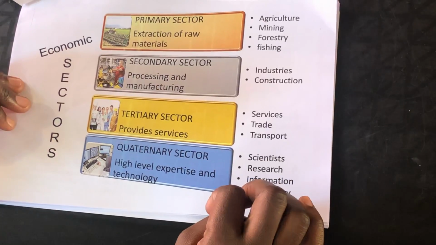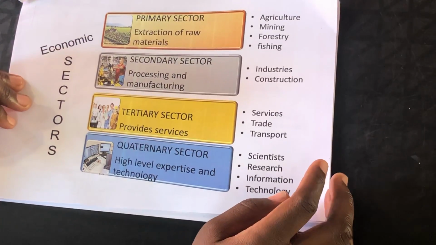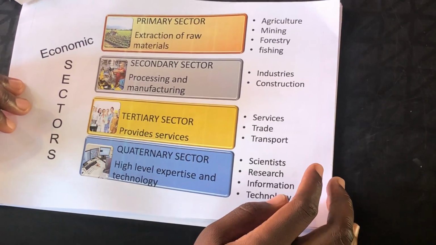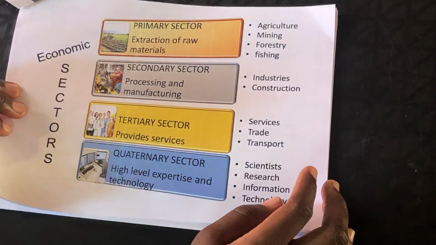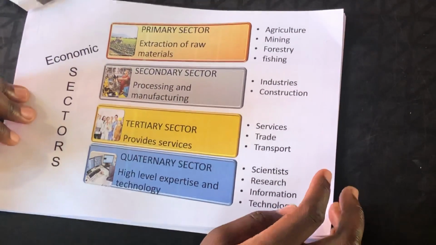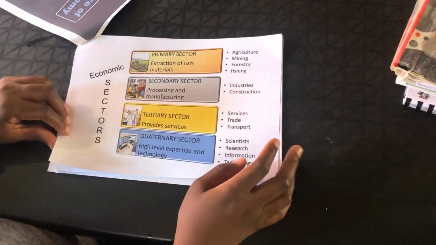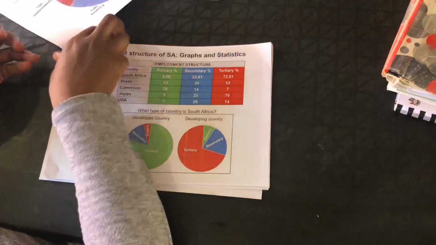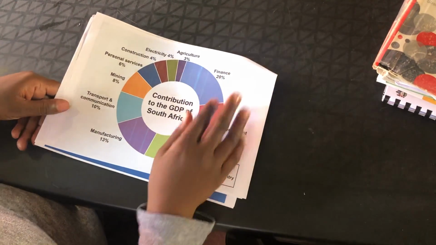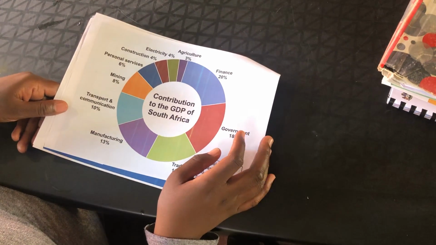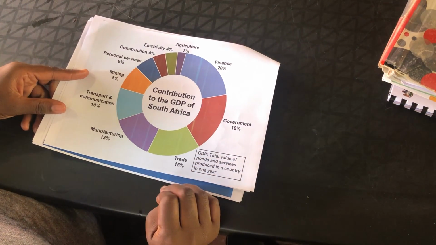And then lastly, because of increase in development, we also have the quaternary sector, which looks at information and technology and research also. It involves a high level of expertise and technology, and the examples I've just labeled for you. So whenever we look at economic geography, we also need to make sure that we analyze structures of the economy, because these sectors do contribute to what we call the GDP.